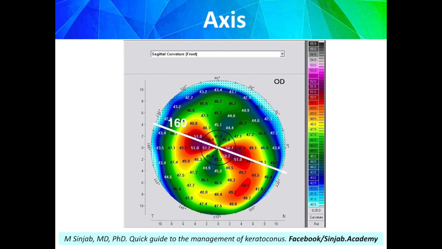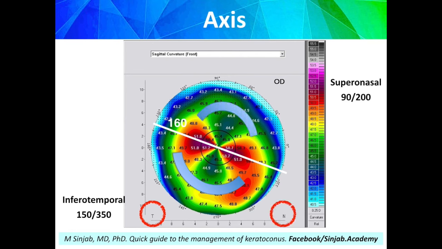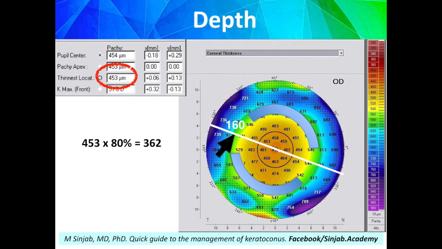This is the axis that I'm going to use. It is 160. One will be inferior temporal, 150, 350. And the smaller and thinner one will be superior nasal, 90, 200 microns. Regarding the depth of the tunnel at the incision, it is calculated by using the thinnest location. In this case, it is 362.